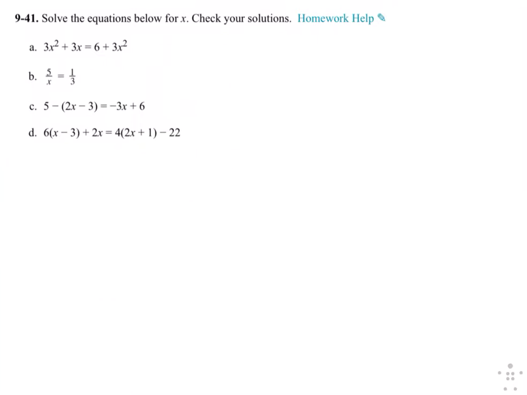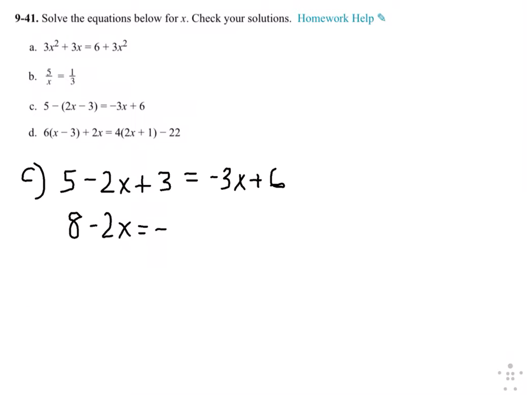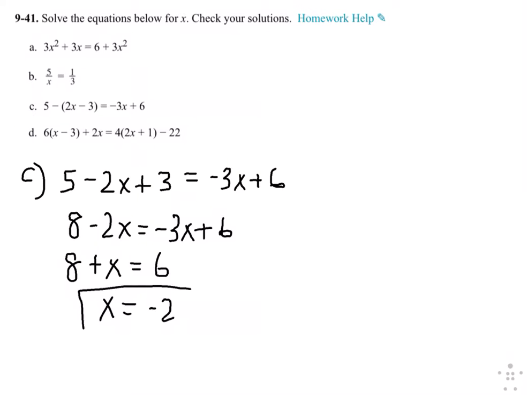C, let me make space. C, I have 5. I'm going to distribute that negative. Minus 2x minus negative 3, that's plus 3, equals negative 3x plus 6. Let's combine like terms. 5 and 3 is 8 minus 2x equals negative 3x plus 6. Add 3x to both sides. 8 plus x equals 6. Subtract 8, x equals negative 2 for C.